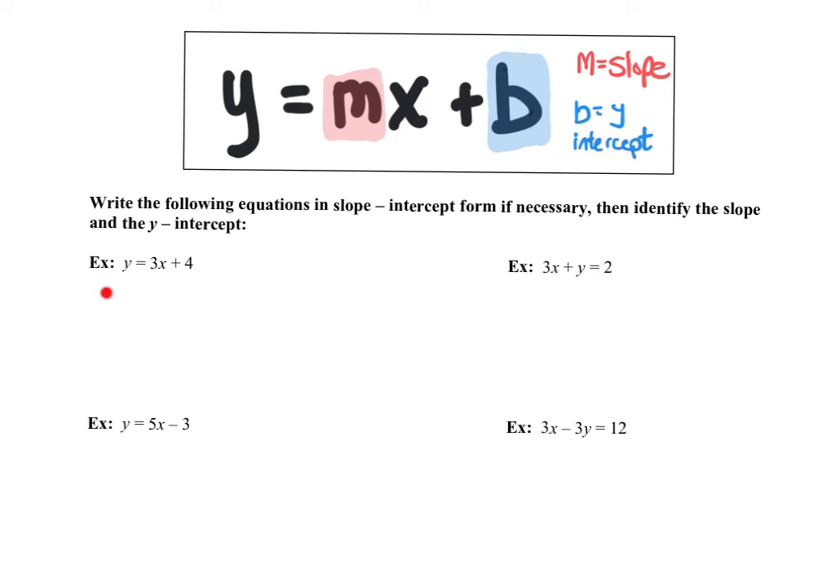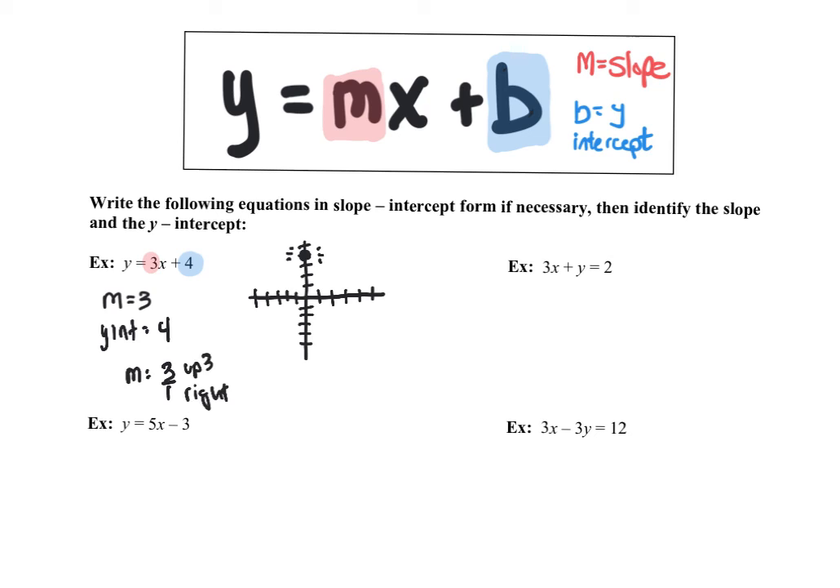Take a look at y equals 3x plus 4. 3 is the slope and 4 is the y-intercept. If I know these two things, I can make a very quick graph. My y-intercept will be 4. That's where the line is going to cross the y-axis. And my slope is 3, which is the same as 3 over 1, which is the same as up 3, right 1. So I can make my line by going up 3, right 1.